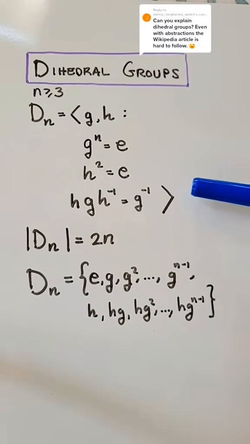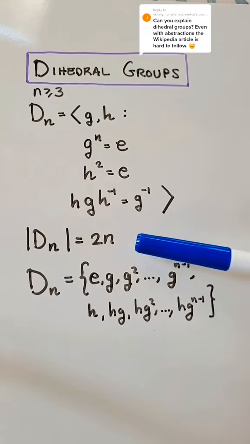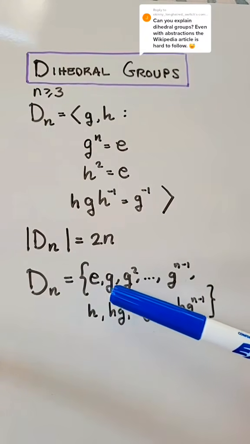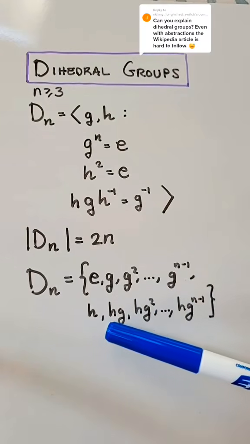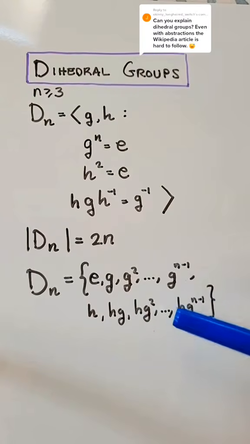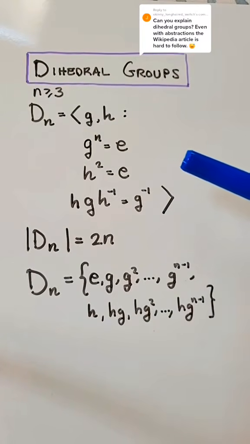Out of these properties, you can prove that Dn has exactly 2n elements, and you can write every element in this form. It's E, the identity, the powers of G, and H times the powers of G. And any element, any combination of letters, any word in G and H can be reduced to one of these 2n elements.